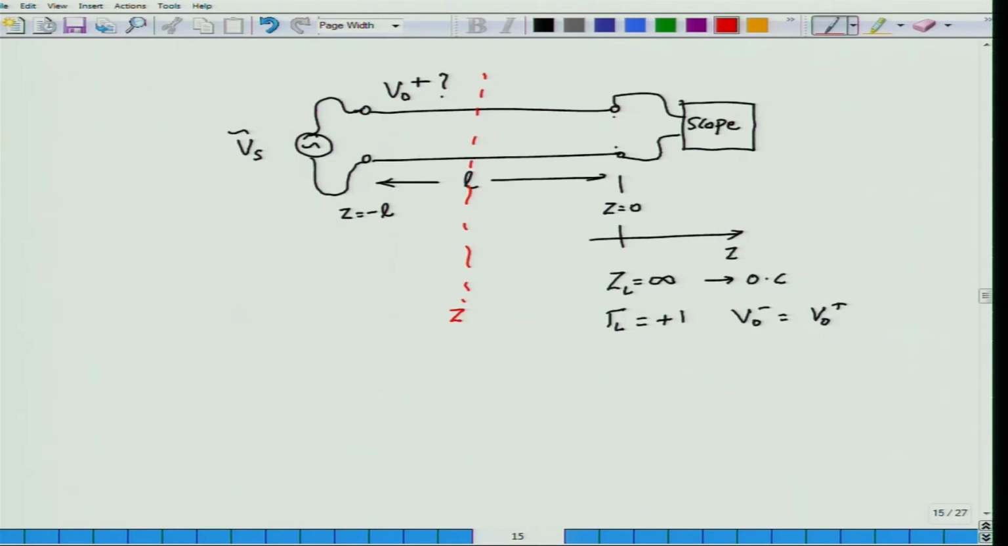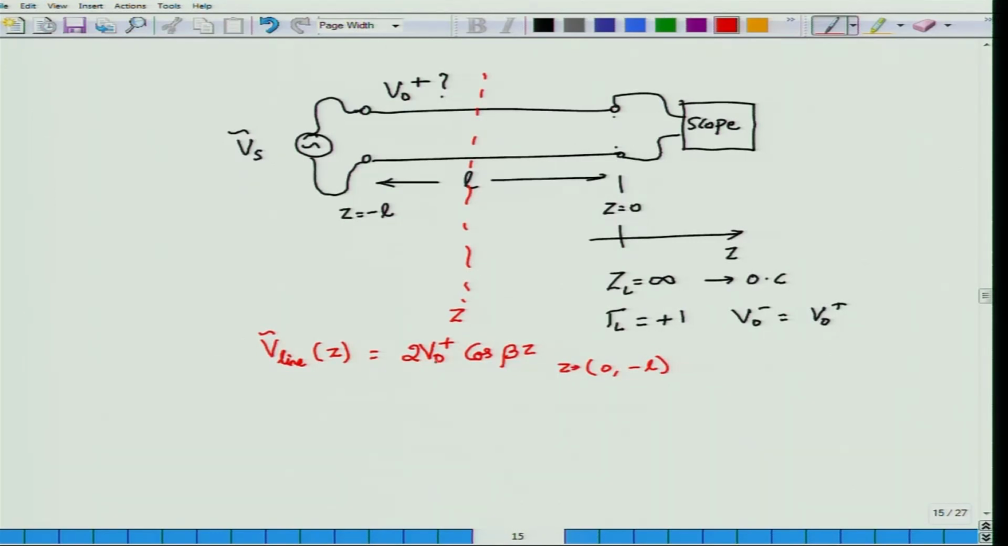any particular point or the terminal points on the transmission line, the voltage at that particular position, which I will label as V line, of course this is also a phasor. So this voltage V line of Z will be given by 2 V0 plus cos beta Z. Z will be going from 0 to minus L. That you should keep in mind. Z goes from 0 to minus L, 0 being the load.